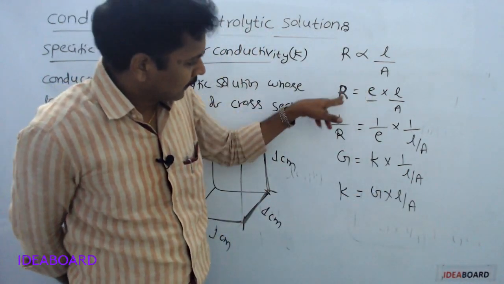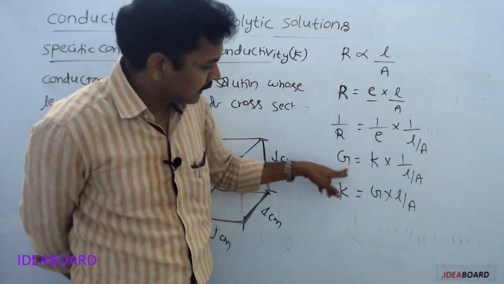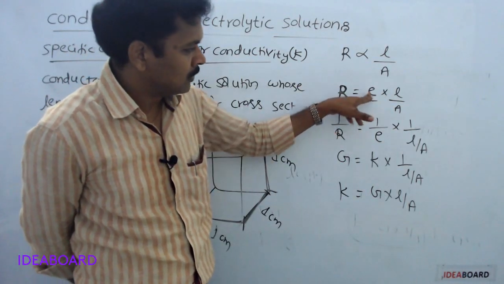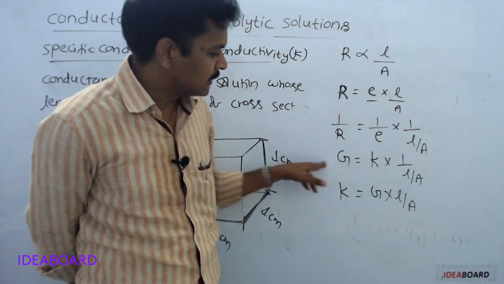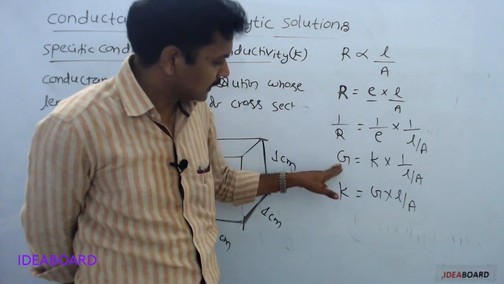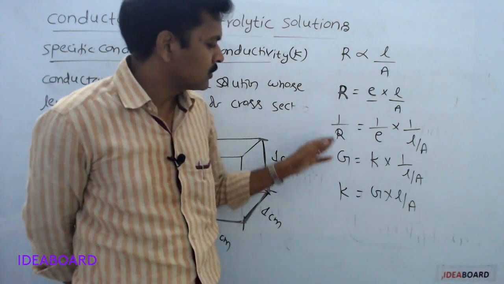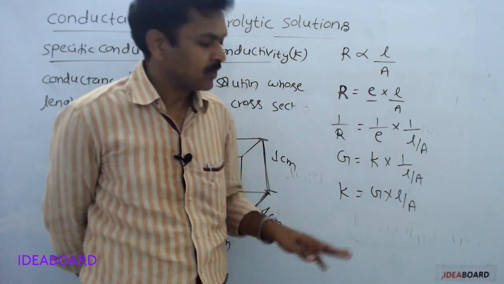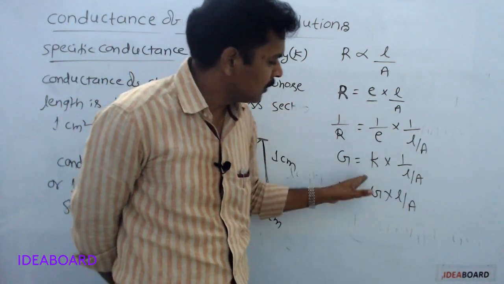Resistance, specific resistance, conductance, specific conductance. This R is resistance, rho is specific resistance or resistivity. This G is conductance. The capacity of the material to conduct electricity is called conductance, or reciprocal of resistance is called conductance. This K is specific conductance or conductivity.